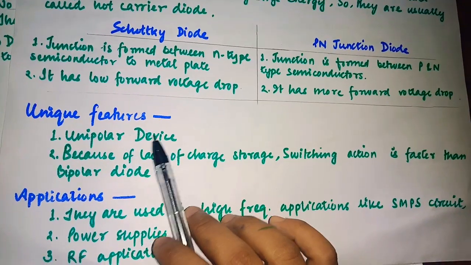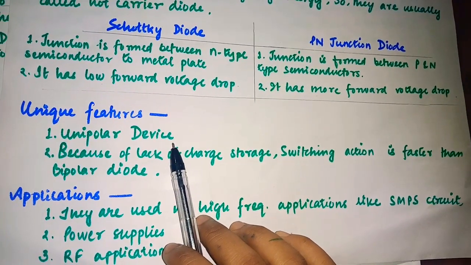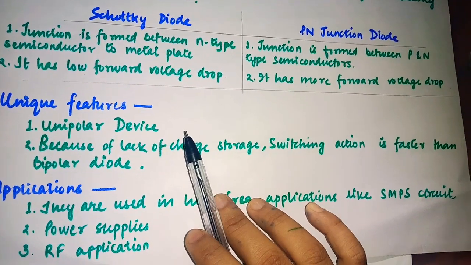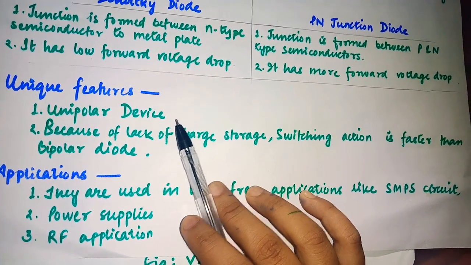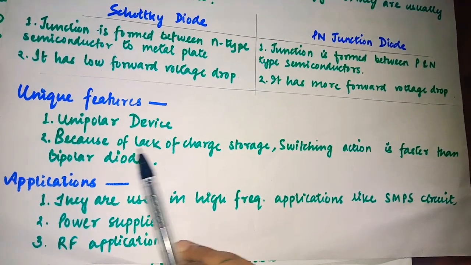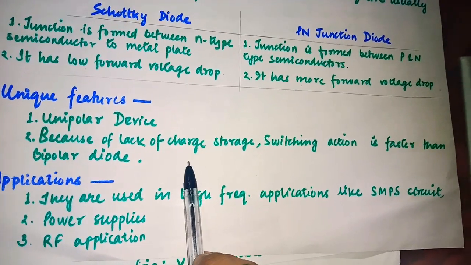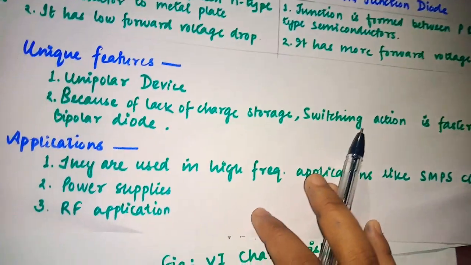Its unique feature is that it is a unipolar device, meaning the conduction current takes place only due to electrons. That is, it has only one charge carrier, that is electrons. And because of the lack of charge storage, its switching action is faster than a bipolar diode. Yes, of course, its switching action is faster.